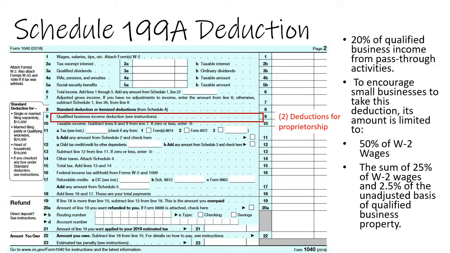This amount is limited. It cannot exceed 50% of the W-2 wages or 2.5% of the unadjusted basis of qualified business property plus 25% of W-2 wages. These two limitations help to protect small business interests and exclude large sole proprietorships from taking advantage of this deduction.